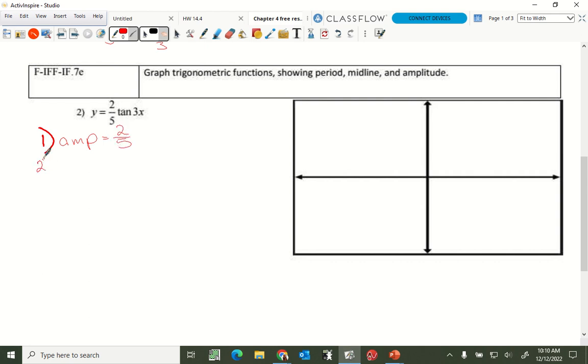And period. What is it? 2 pi over 3? Not 2 pi over 3. Pi over 3. Because tangent and cotangent, they have a period of pi. So it's pi over b, which is pi over 3 in this case.